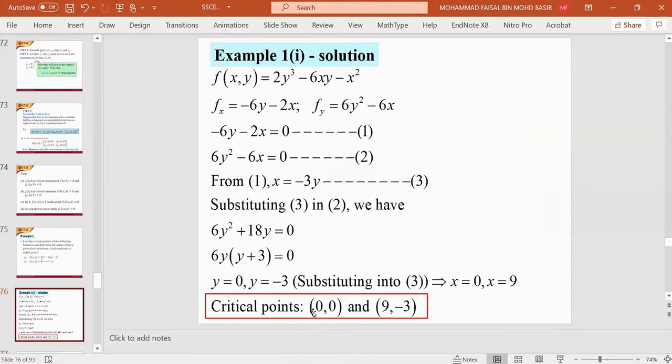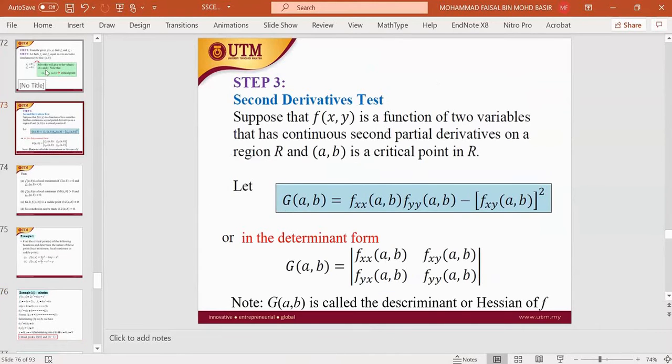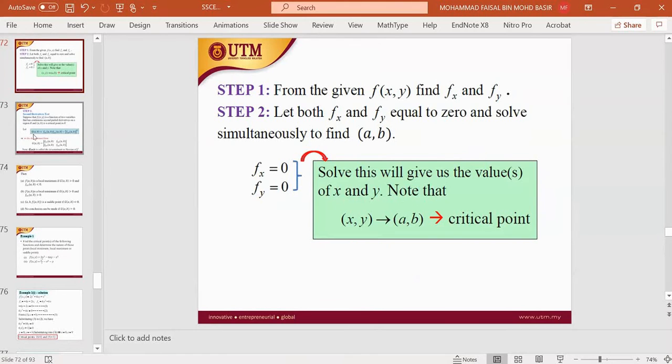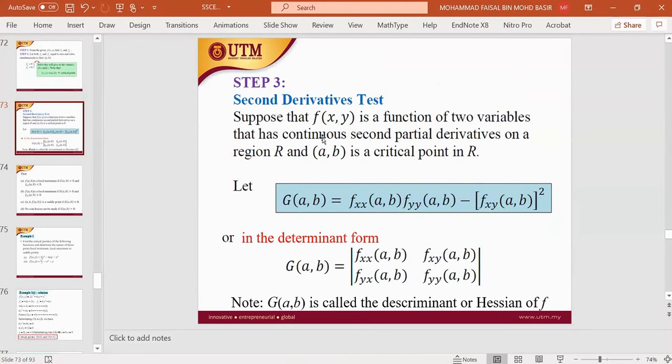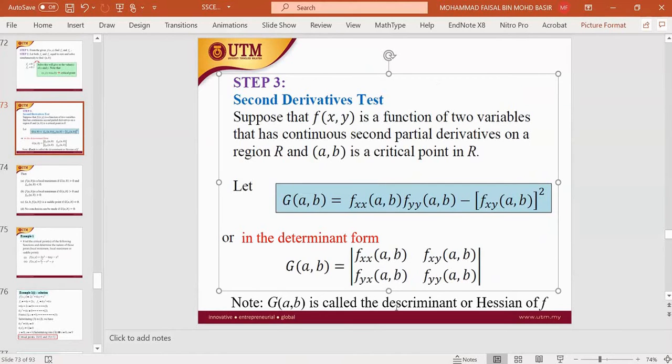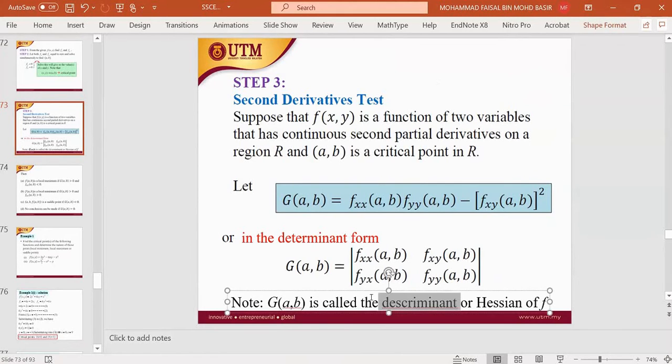So your points are (0, 0) and (9, -3). From these simultaneous equations, you can get a critical point, but you have to know the nature of the points: either saddle, local max, or local min. That's why after step 2, you must do step 3, which means the second derivative test. You have to find the discriminant.